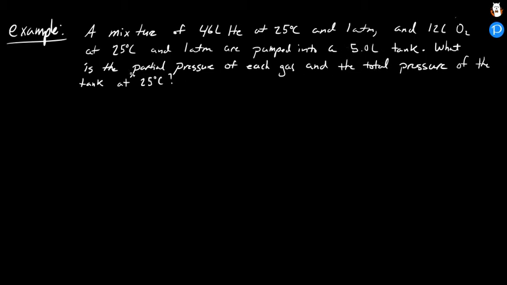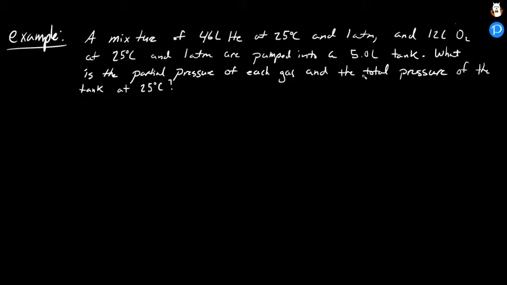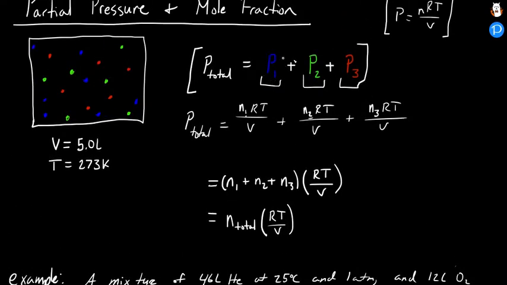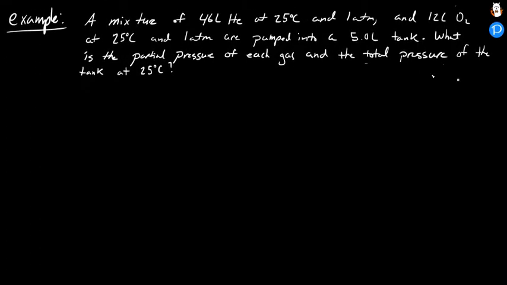And we want to know what is the partial pressure of each of those gases once we pump it into this tank, and what's the total pressure of the tank. So let's think about total pressure first. If I want to figure out the total pressure of the 5-liter tank, that means I have to add up each individual pressure of those gases. So the first thing I have to do is figure out what is the pressure of helium and what is the pressure of oxygen inside that 5-liter tank.